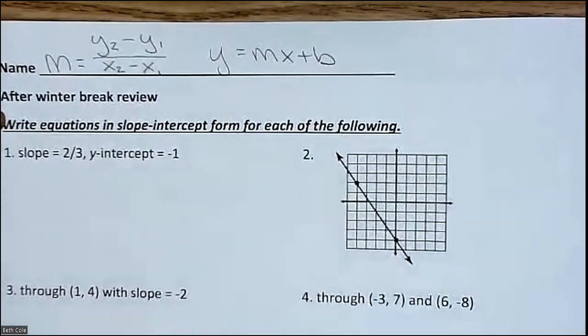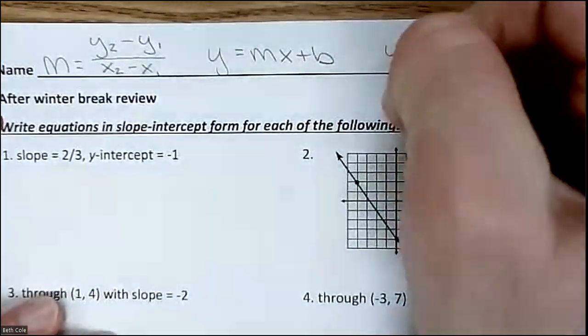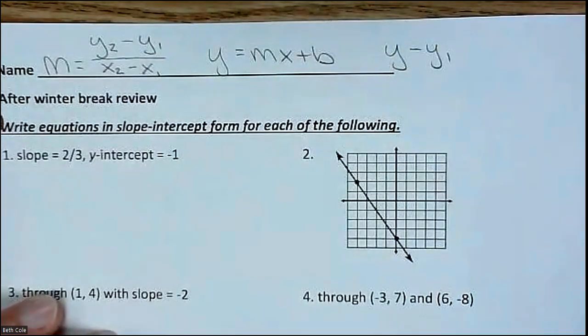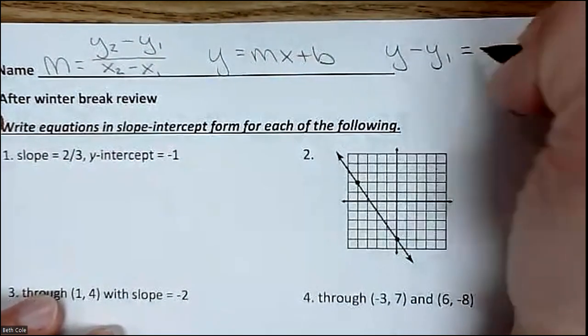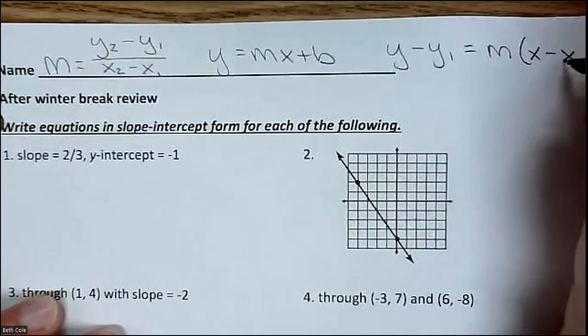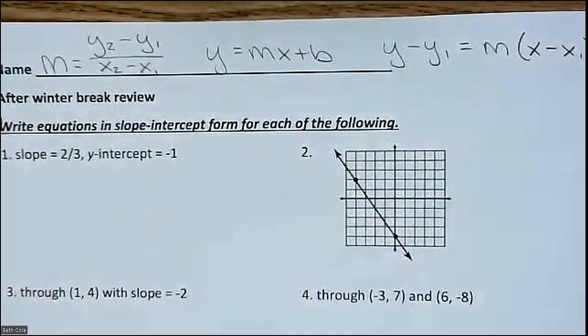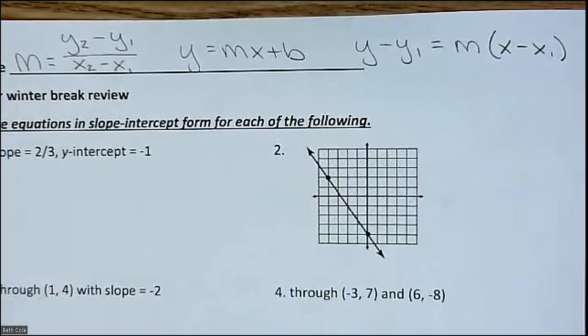Do you remember this? Sort of. No, it was 2 weeks ago. That's why we're reviewing. So y minus, and we put little ones with them. Y minus y1 equals slope, and then x minus x1. So it's y minus your y number equals your slope, x minus your x numbers. Those are our three formulas.